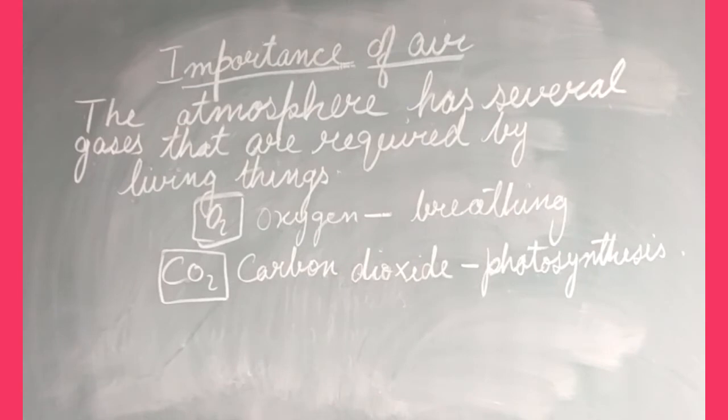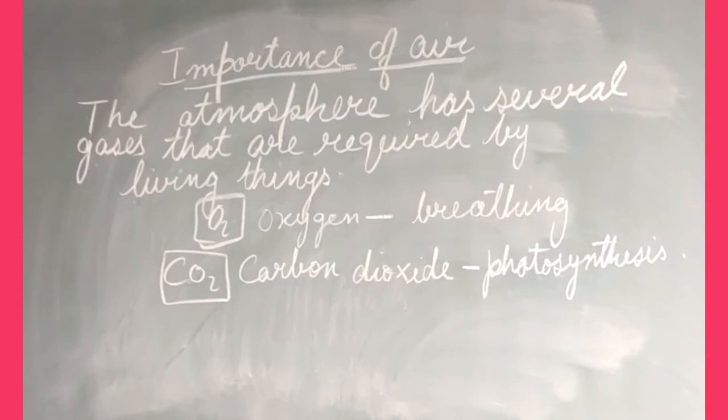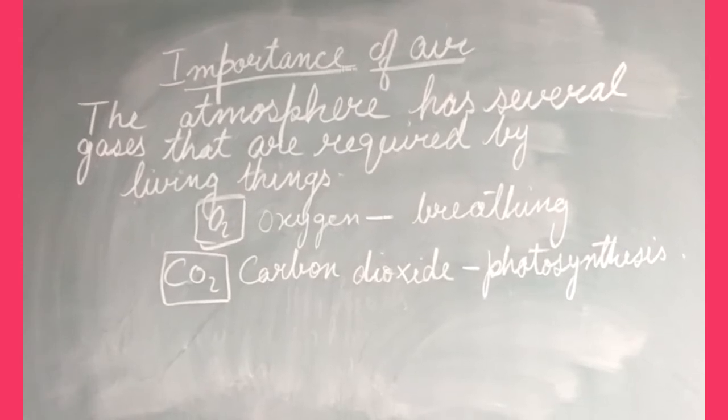Now, plants get nitrogen from the soil. See, so many gases are there in the atmosphere. Plants get nitrogen from the soil, while animals get it from the plants they eat. Animals eat the plants and get nitrogen from the plants they eat.